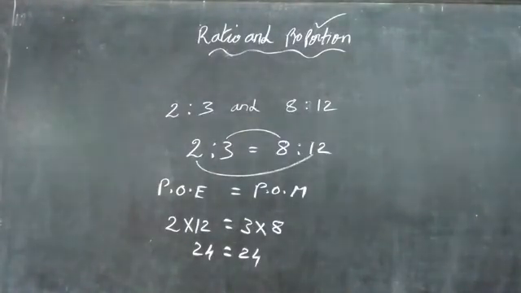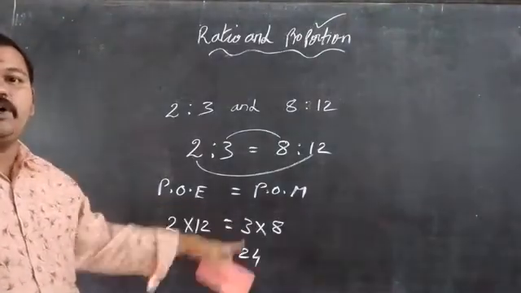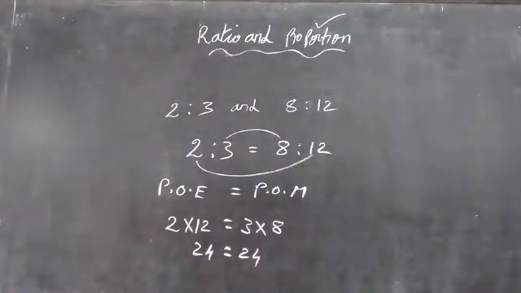Cancellation we have to do afterwards. That is called POE, POM, product of means and product of extremes. This is the condition of proportion. What is the condition of proportion? Product of means is equal to product of extremes. We are using this in the sums now.